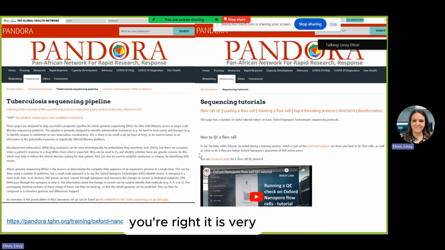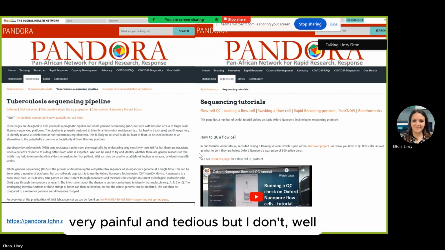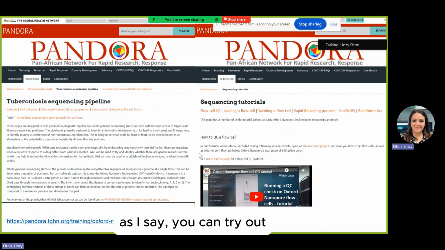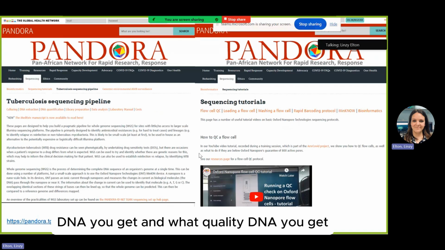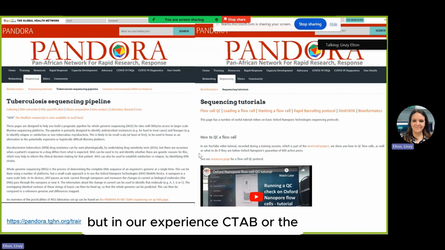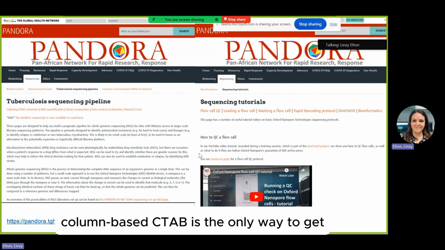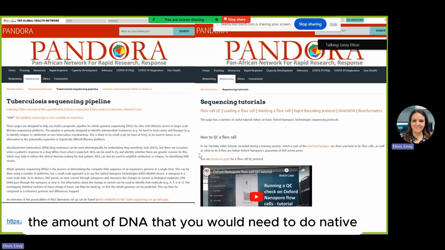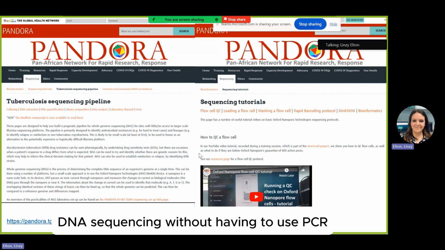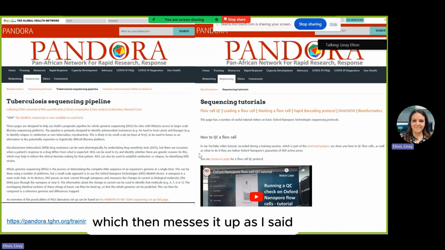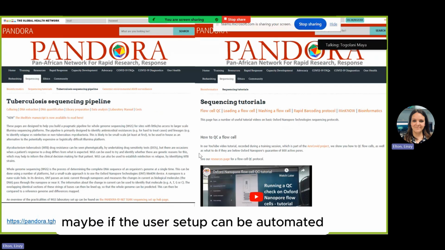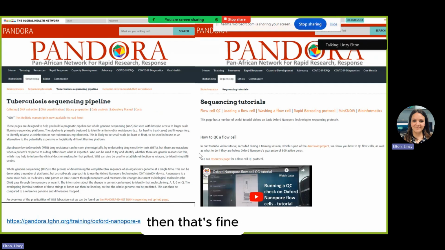And yes, you're right, it is very, very painful and tedious. But as I say, you can try it out and see how much DNA you get and what quality. But in our experience, CTAB or the column-based CTAB is the only way to get the amount of DNA that you would need to do native DNA sequencing without having to use PCR, which obviously messes it up, as I said previously. Maybe if the use of CTAB can be automated. Yeah, if you've got an automated system, then that's obviously fine.